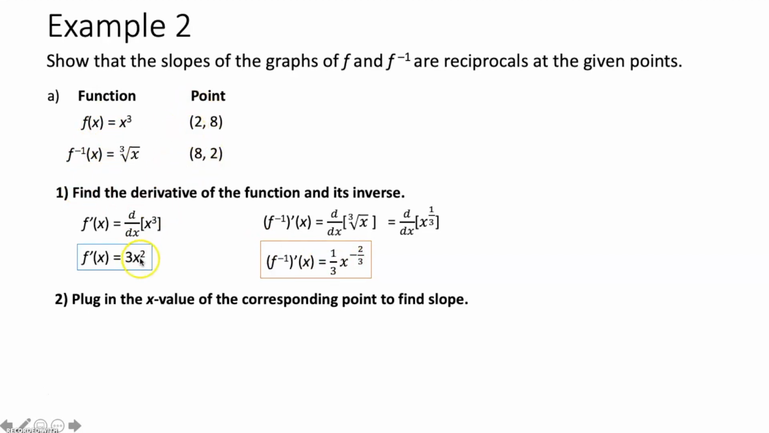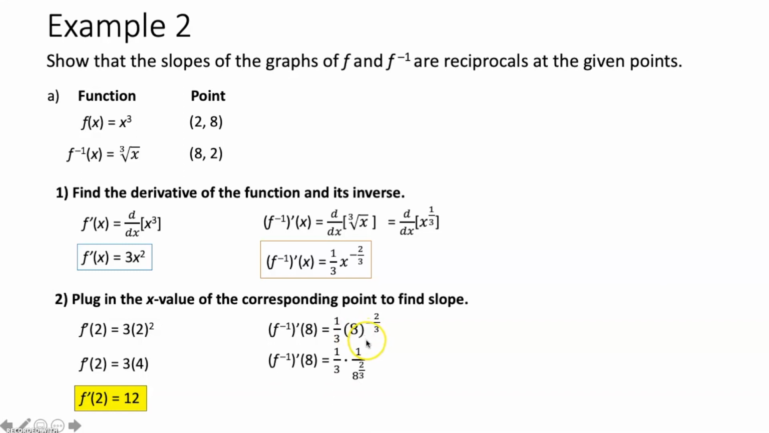So I'm going to plug in 2 for my x value. 2 squared is 4 times 3 is 12. Over here, I'm going to plug in 8 for my x value. Now when I evaluate this, I get 1 over 8 to the 2/3 power. 2/3 power just means I cube root 8, which is going to be 2, and then I square it, so it's going to be 4. So 1 over 3 times 1 over 4 is going to be 1 over 12.